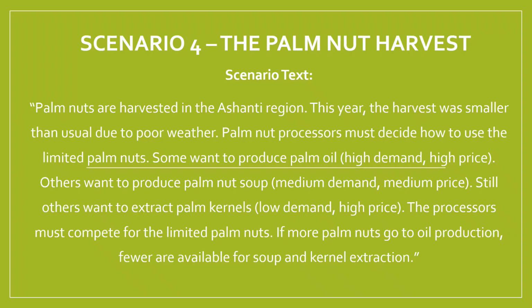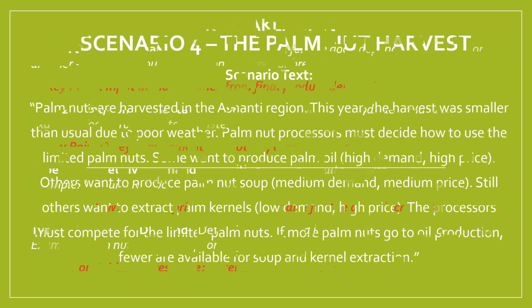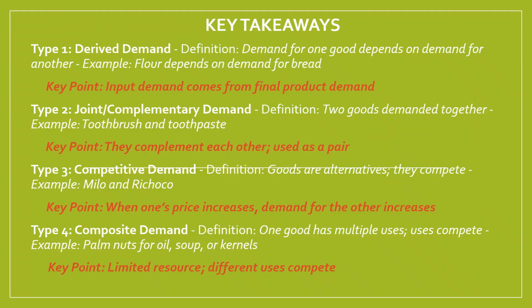Correct. This is composite demand. Palm nuts have multiple uses. The different uses compete for the same limited resource. When demand for one use increases, the others are affected because palm nuts become scarcer. Now you have these key takeaways from the types of demand that we have gone through this morning.